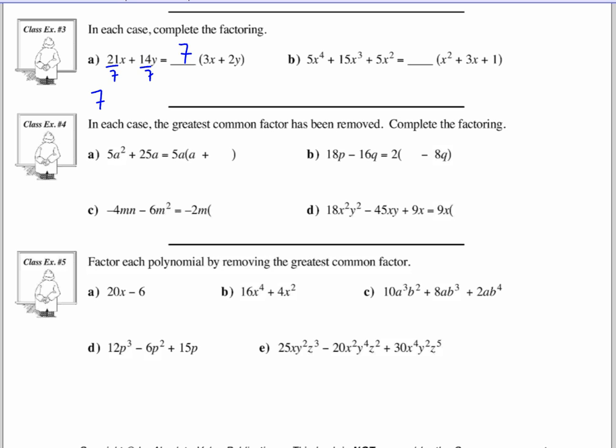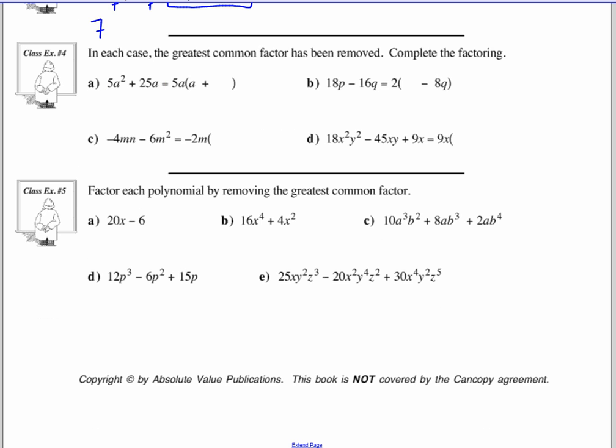21x divided by 7, 3x. 14y divided by 7, 2y. And so there it is. How could you check your answer? You can expand it. 7 times 3x, does that give you the 21x? Yeah? 7 times the 2y, does that give you the 14y? Yes. Okay.